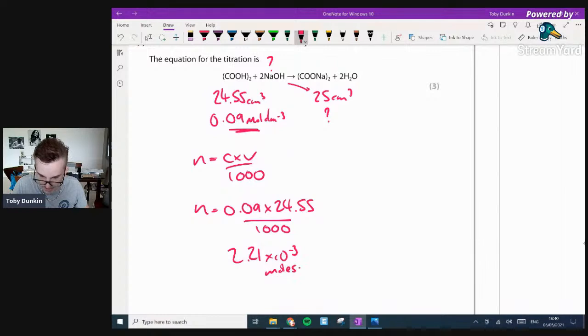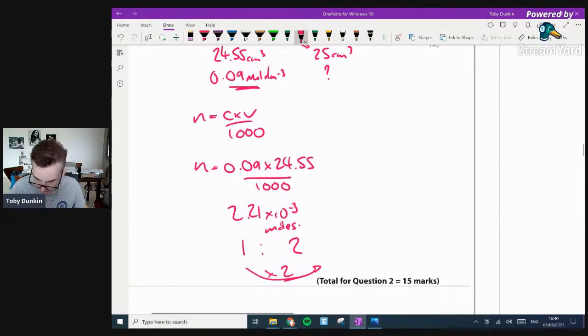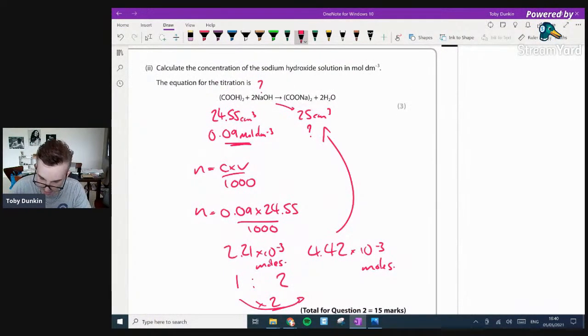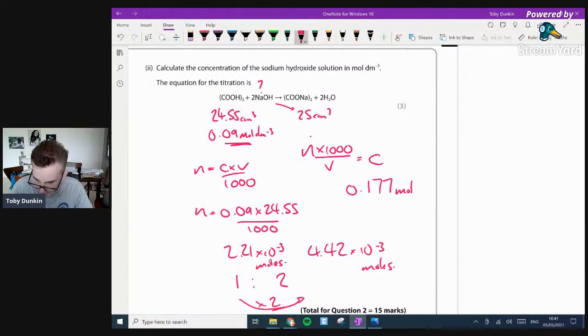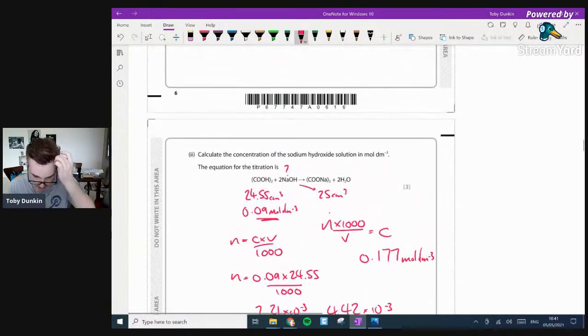Keep that number on your calculator. The ratio is 1 to 2, so double it. Times it by 2, double it. I've kept that number on my calculator. 4.42 times 10 to the minus 3 moles of sodium hydroxide. Those moles were in 25 centimeters cubed. Let's reorganize. Number of moles times 1,000 over the volume of 25 will give me the concentration. Times 1,000, kept the number on my calculator, divided by a volume of 25, and I get a concentration of 0.177 moles per dm cubed, and I'm done. Moving on. This all seems very reasonable at the minute. I like it.